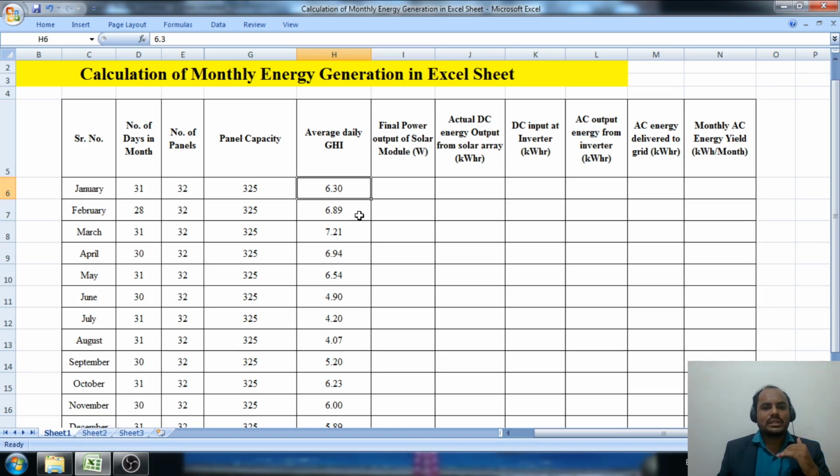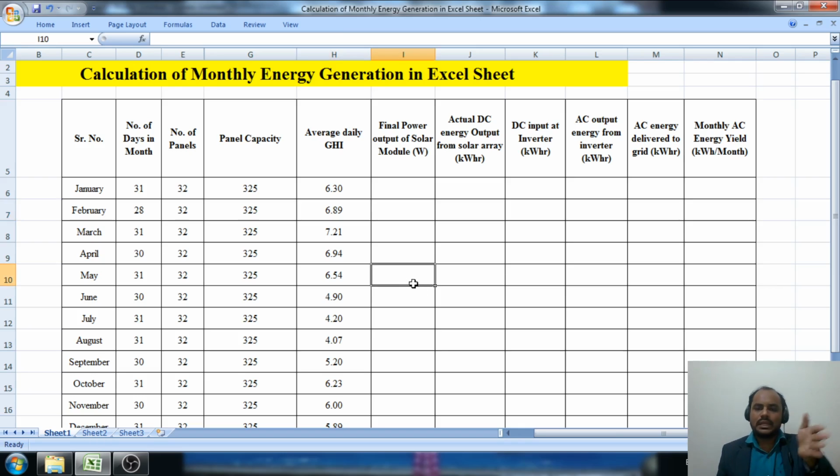We can get this value from the NREL website, from the Meteonorm website, or from the NASA database. We can get it from Google also. Just copy this value, write the particular district name, and find out these values on Google, then put them in from January to December.